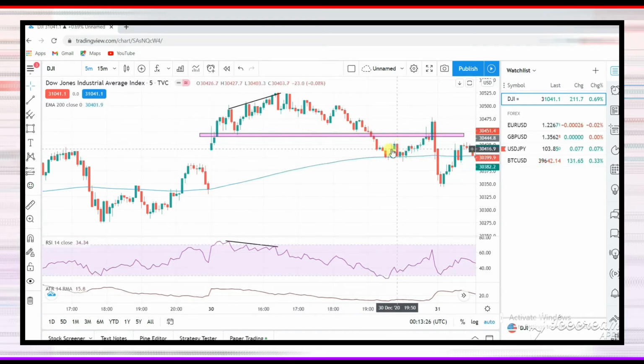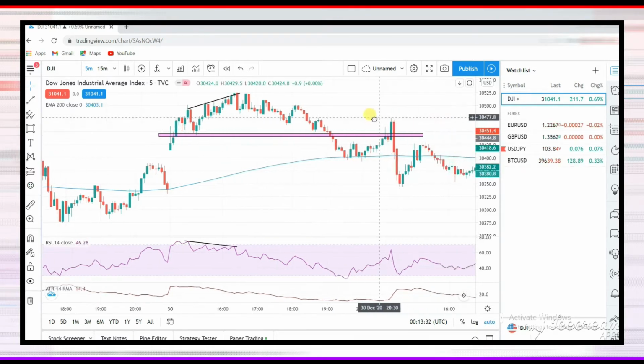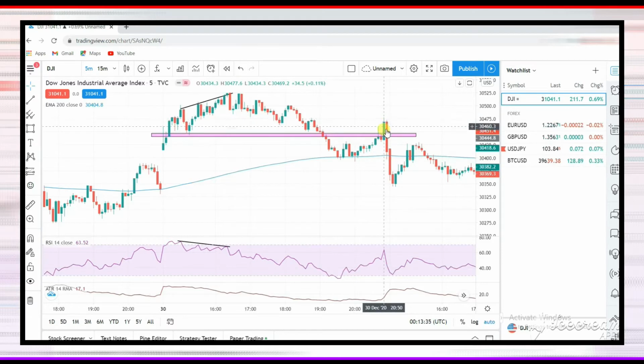Clearly there was a break, but there was no retest. This candlestick did not come back and retest. So this is a retest. Alright, as you can see, this was a beautiful retest, and then the engulfing candlestick to follow suit.